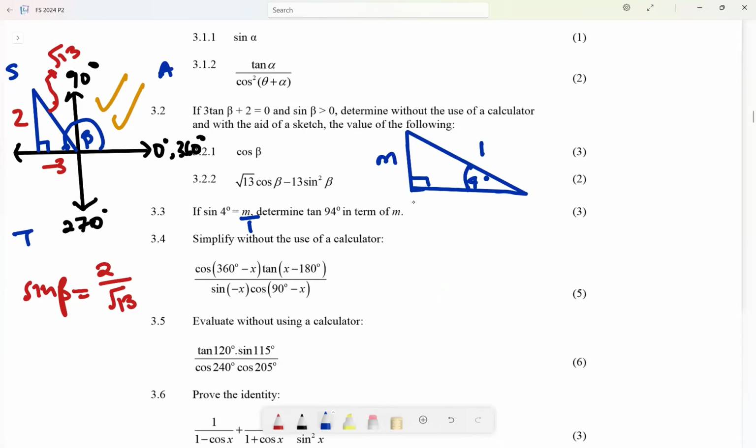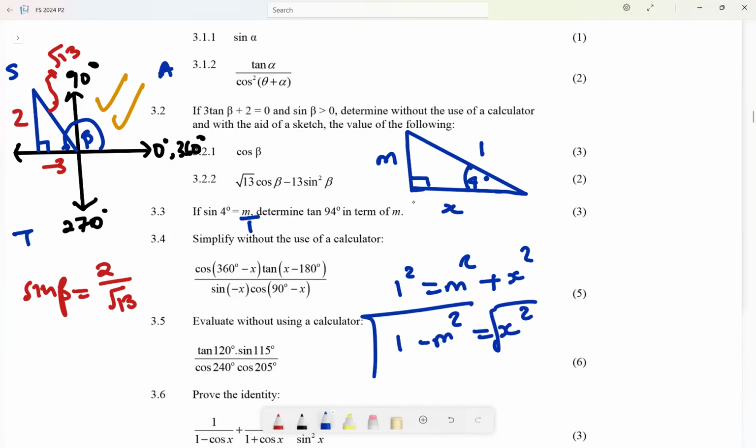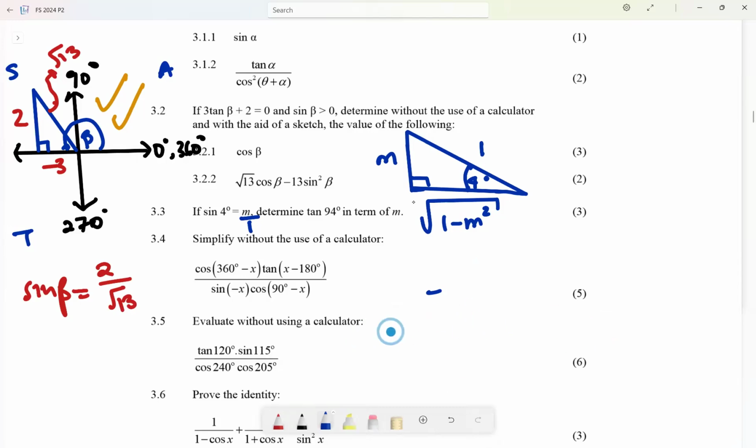Remember, you use your Pythagoras. You say this one squared is equal to this one squared plus, then you can call this x squared. But I want this one, it's going to be 1 squared minus m squared is equal to x squared. Then I square root both sides, x is equal to the square root of 1 minus m squared. I hope I'm not too fast for this one. When I'm done drawing this, probably you'll get a mark for drawing this.